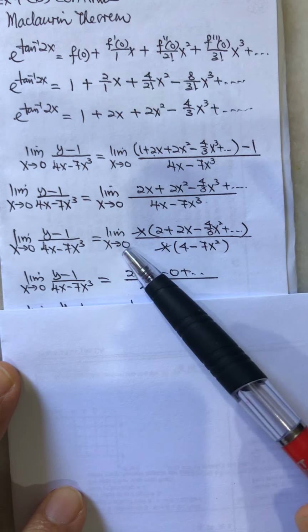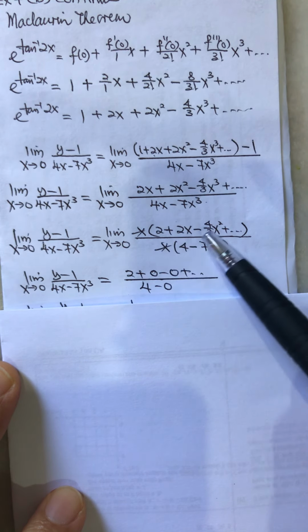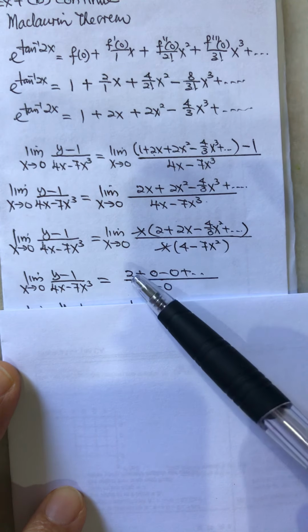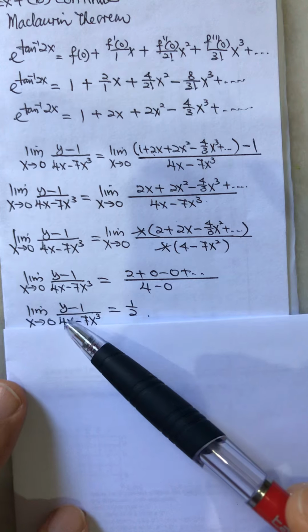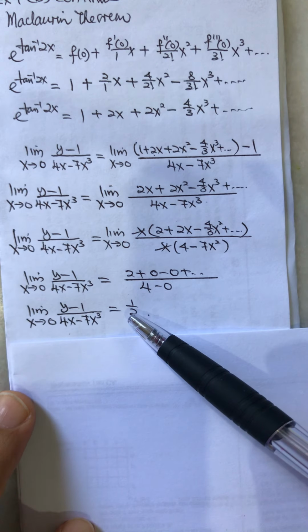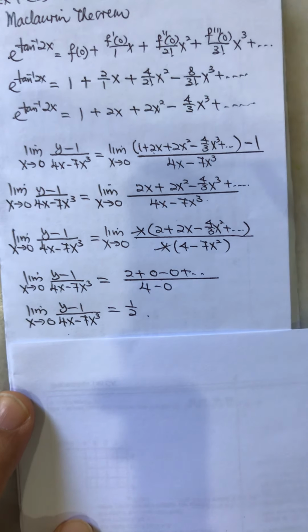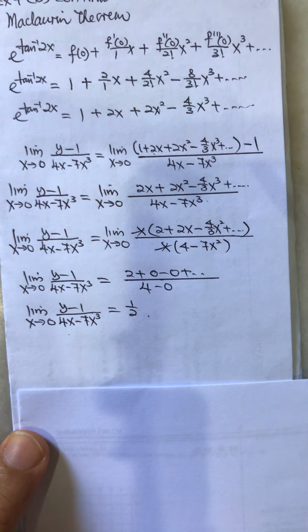And then you can substitute 0 inside here. So when you substitute x to be 0, you get 2 plus 0 minus 0. Here also you get 4 plus 0. That's 4. Finally, you get the answer is half. So that is the way how to get the answer.